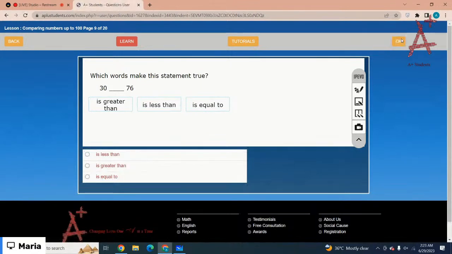Which words make the statement true? 30 and 76. Yes, 30 is less than 76.